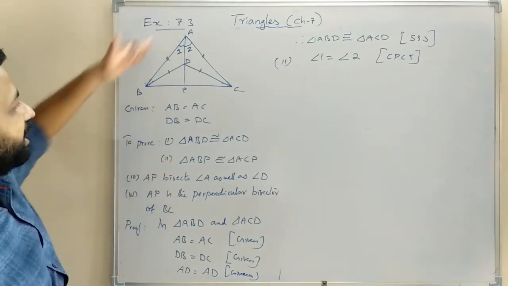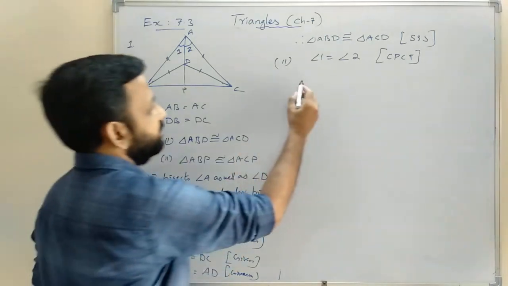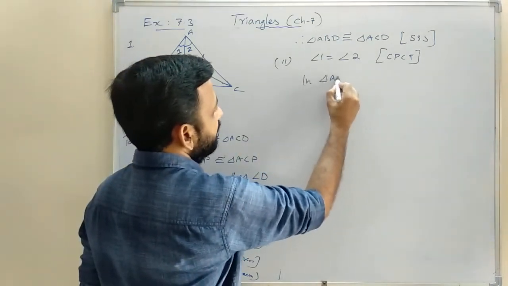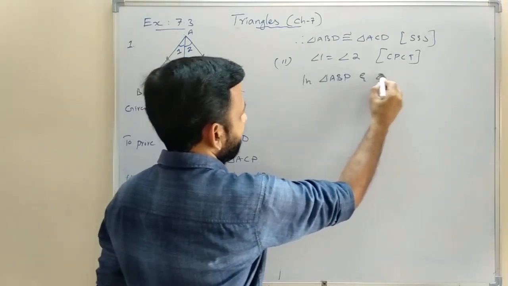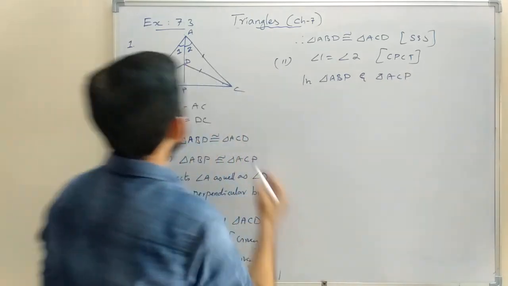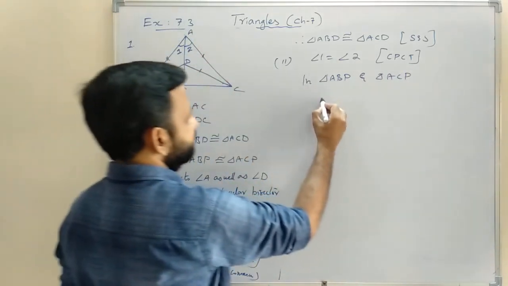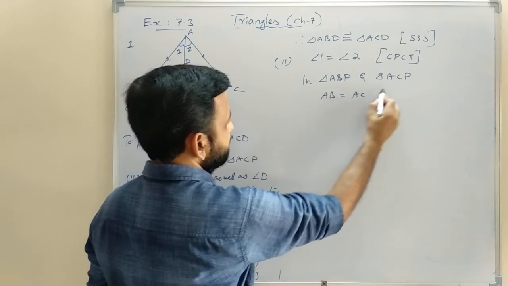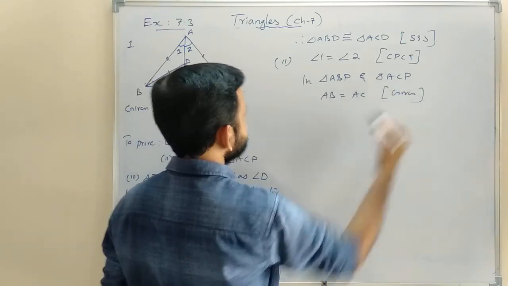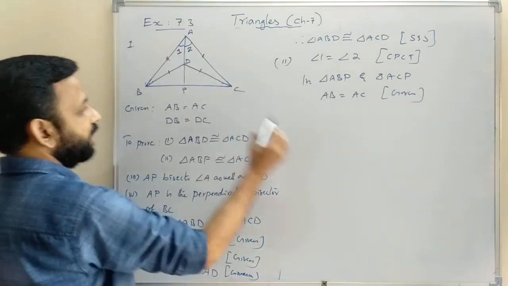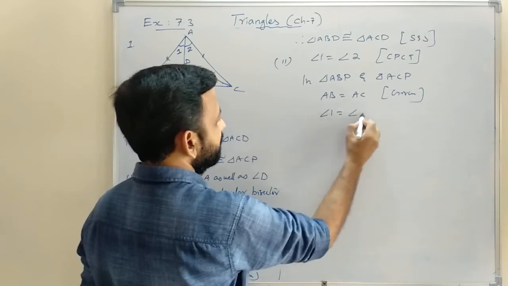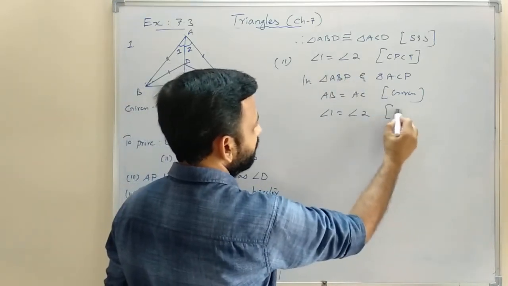Now we can take triangle ABP and triangle ACP. In triangle ABP and triangle ACP, AB equal to AC, reason given. Then angle 1 equal to angle 2, reason proved above.